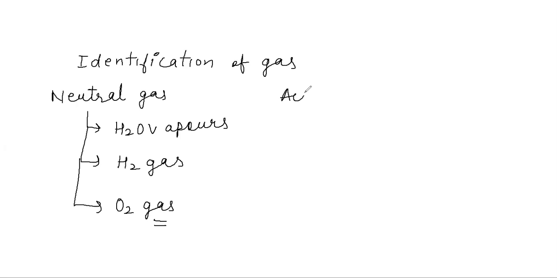Now you have the acidic gases. How can you say they are acidic gases? Because you have CO2. If I dissolve CO2 into water, it forms carbonic acid. By that I can say CO2 is an acidic gas. In the same way, sulfur dioxide is also an acidic gas. When you dissolve it into water, it gives you sulfurous acid and sulfuric acid. Then you can say it is an acidic gas.